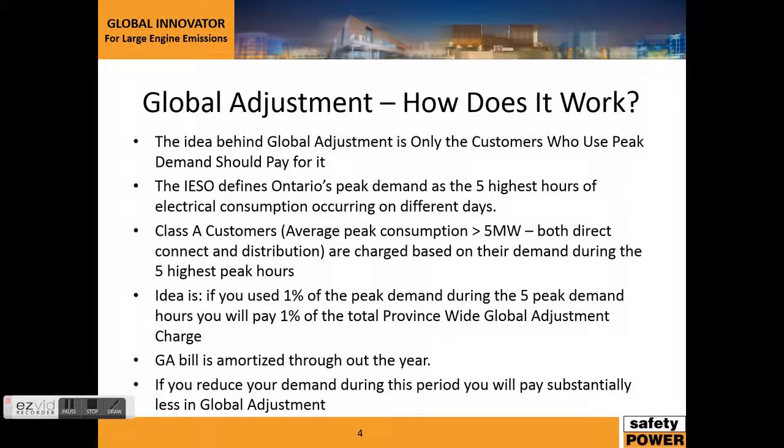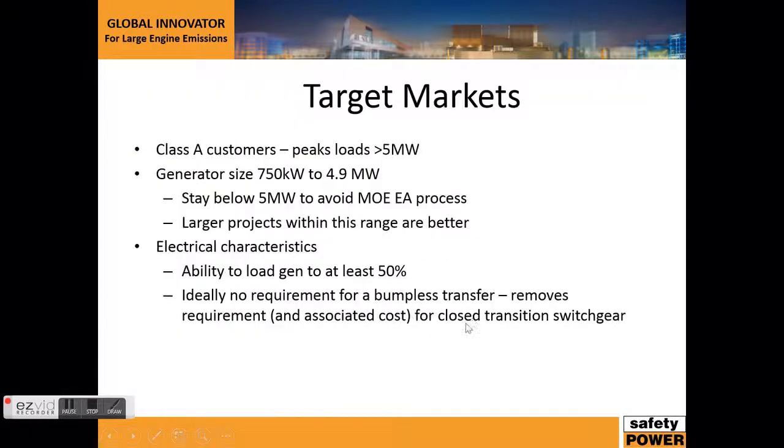The biggest thing to take away from this is, there's a relatively sparse amount of time that basically determines a huge percentage of your utility bill. So if you can reduce your peak during these 5 hours, you can have substantial savings.